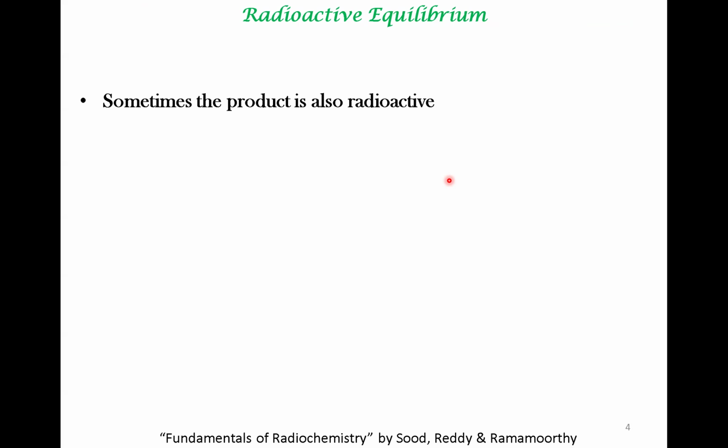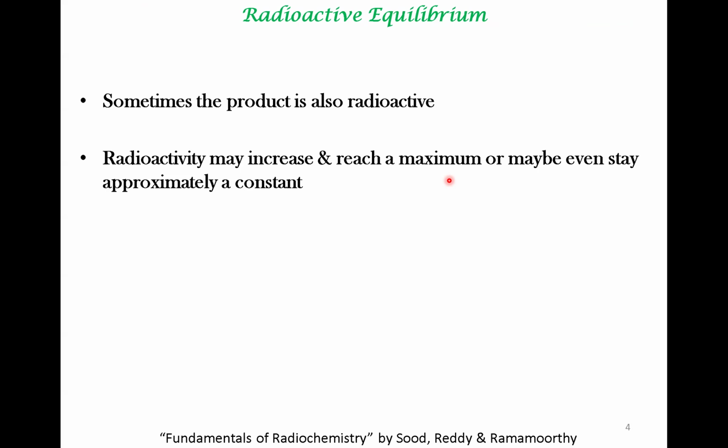Sometimes the products of radioactive decay are also radioactive, sometimes more radioactive. So the radioactivity may also increase, right? If the products of the decay are more radioactive, then the overall radioactivity will tend to increase, and it may reach a maximum, or for a period of time, may be approximately constant also. These are all different kinds of behavior depending on the system you're looking at.